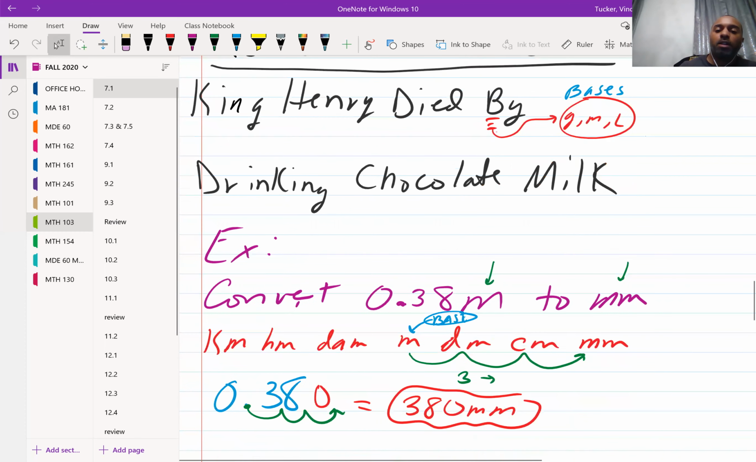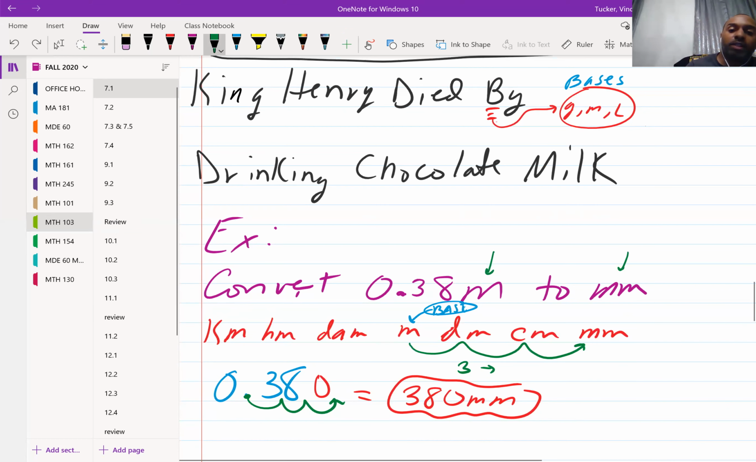All right. So, like I said, remember the order. King Henry died by drinking chocolate milk. All right, so that's why I have kilometers, hectometers, decameters, meters. That's your base. Decimeters, centimeters, millimeters. All right. So you start at your meters and you go however many places it takes to get to millimeters. So I started at meters and I went 1, 2, 3 to the right in order to get to millimeters.